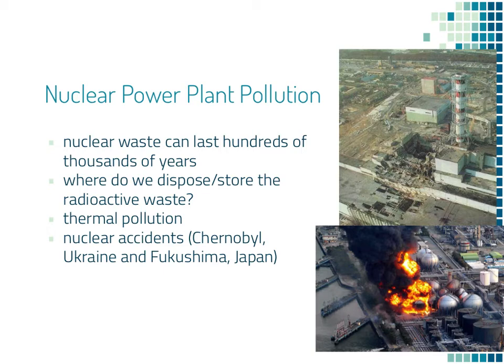In Fukushima, in Japan, there was a tsunami. So an earthquake created a tsunami. The tsunami wreaked havoc on their nuclear power plant, and they ended up having a meltdown and a release of radioactive material as well.